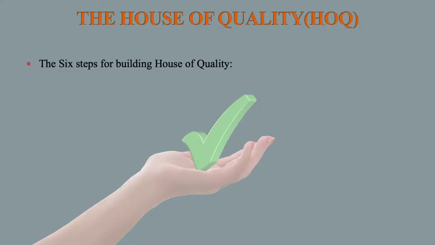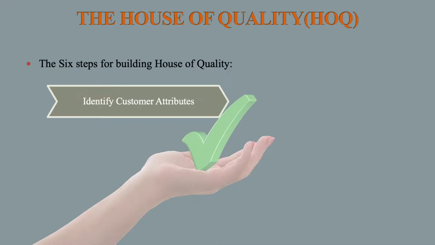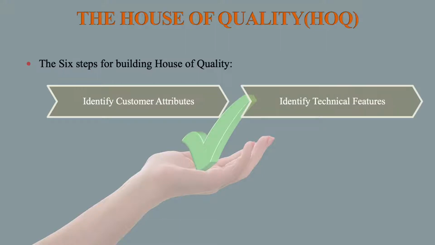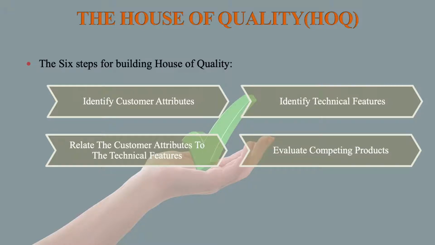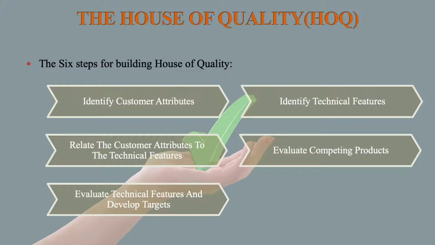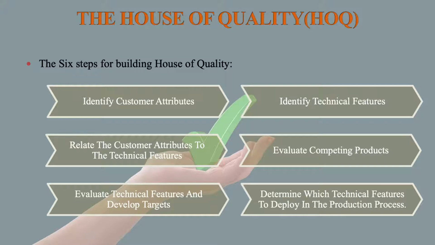The House of Quality, the 6 steps for building House of Quality. So there are different steps, which are: 1. Identify customer attributes. 2. Identify technical features. 3. Relate the customer attributes to the technical features. 4. Evaluate competing products. 5. Evaluate technical features and develop targets. 6. Determine which technical features are to be displayed in the production process. So these are the 6 steps which will be detailed further.